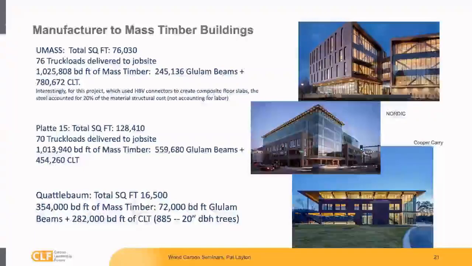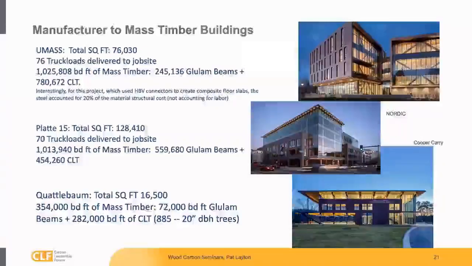They have their own sawmill, and then they produce their glulam and CLT panels for the job. And you can look at the 2 sizes of the buildings and get a little bit more about what kind of amounts of mass timber went into it. The bottom building is the Quattlebaum building. This was just recently completed on our campus here at Clemson, and it is built with southern yellow pine.